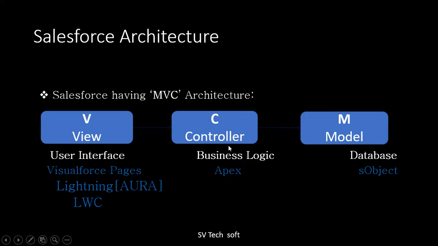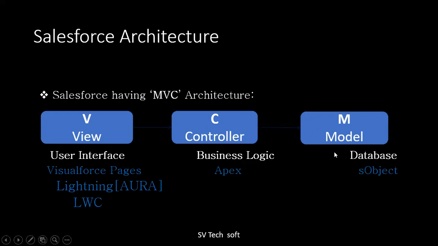Here we will first discuss what is M, what is V, what is C. Salesforce has an architecture type called MVC. M stands for model, and model comes under database. Salesforce maintains its own database, the Salesforce database. Within the database, they maintain all the records and each and every piece of data we insert. That data is maintained in this model.